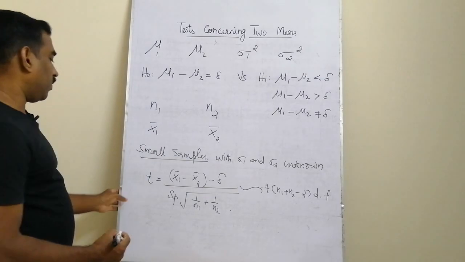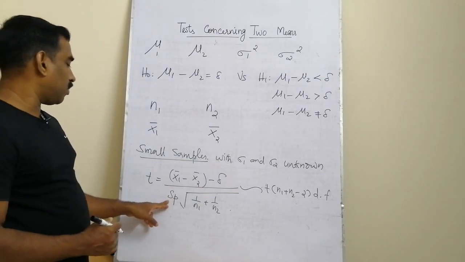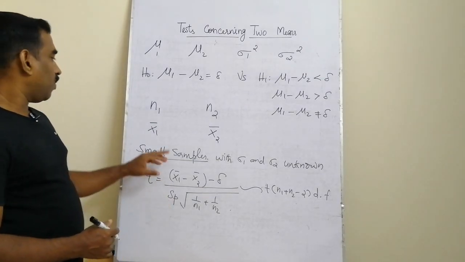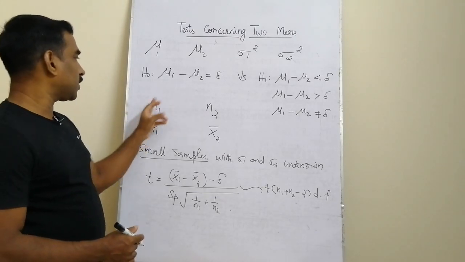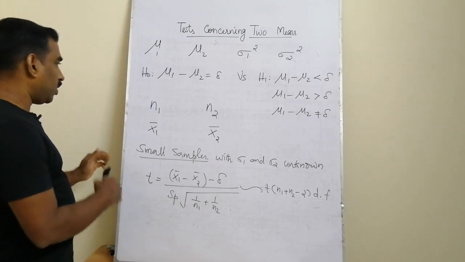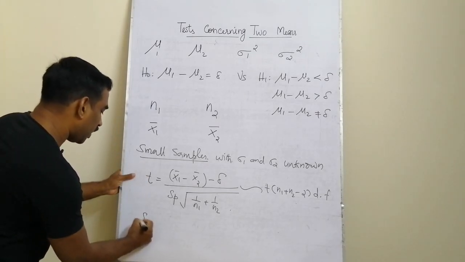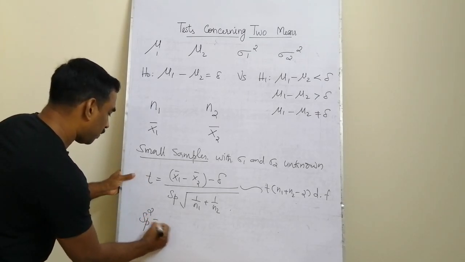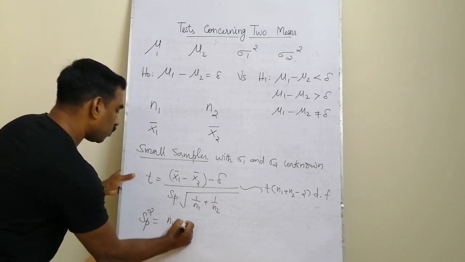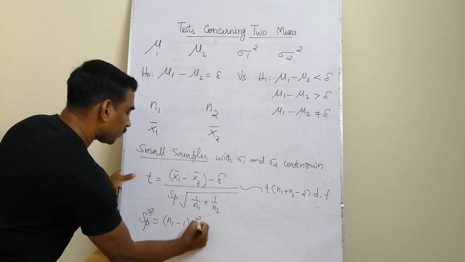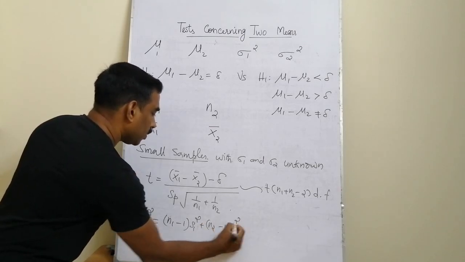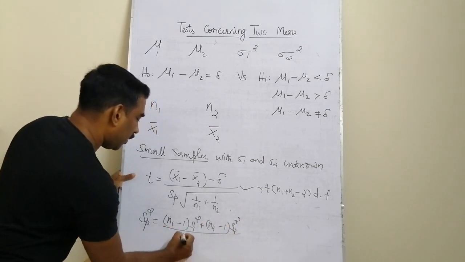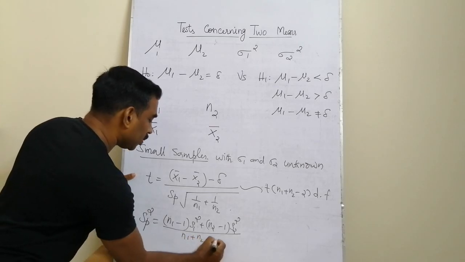And here what is sp? This sp is the pooled sample standard deviation. That means we are mixing together the samples of sizes n1 and n2, and for the mixed or pooled sample we compute the pooled sample variance sp square as n1 minus 1 into s1 square plus n2 minus 1 into s2 square, the whole divided by n1 plus n2 minus 2.